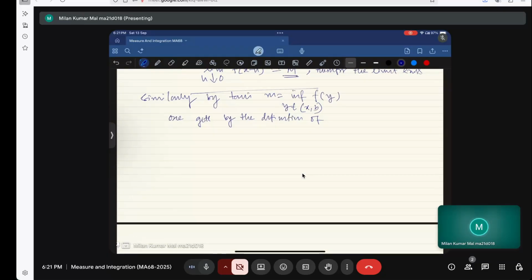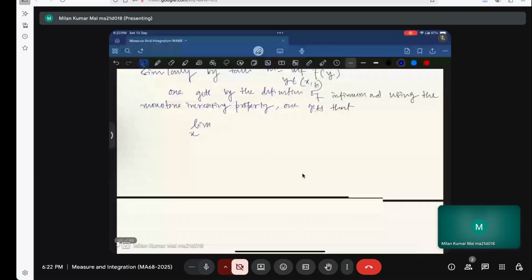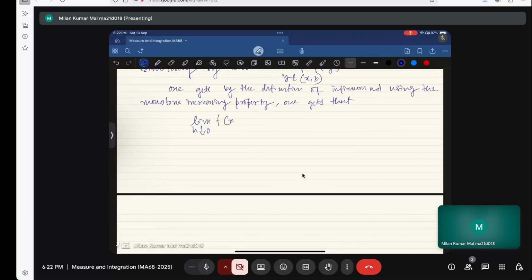Similarly, by taking m equal to this, one gets by the definition of infimum and the monotone increasing property that the limit as h tends to 0 of f of x plus h, actually h tending to 0 means h is decreasing to 0, f of x plus h is equal to m, and it exists finitely.